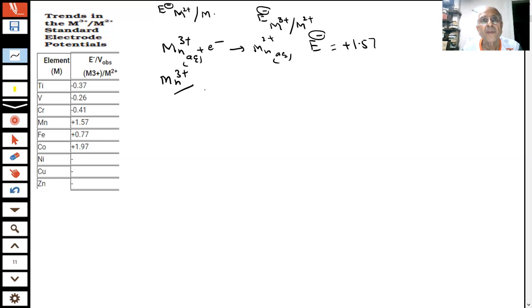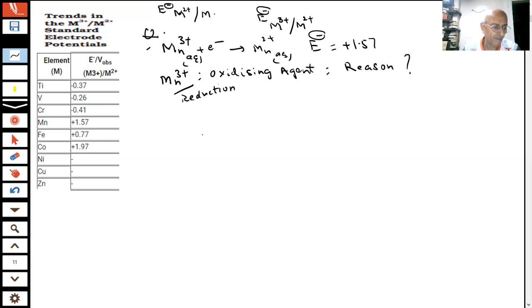Sir, it will be an oxidizing agent. What is an oxidizing agent? It is the one which undergoes reduction. It is a reduction reaction. Therefore, you are saying it acts as an oxidizing agent. Mn3+ is acting as an oxidizing agent. The value is positive. Then what is the reason for this, student? This question has been asked. What is our answer, student?